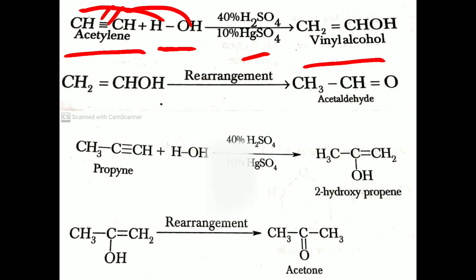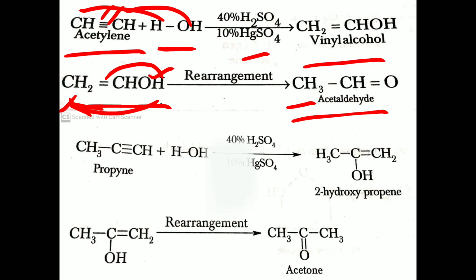Now vinyl alcohol undergoes rearrangement at this step, or we can also say that it can isomerize to give acetaldehyde. For this conversion of vinyl alcohol into acetaldehyde, the hydrogen has to be transferred from this carbon atom to this carbon atom, and there is the CH3, and the double bond has to be shifted from this position to here, that means CH double bond O, so we get acetaldehyde.